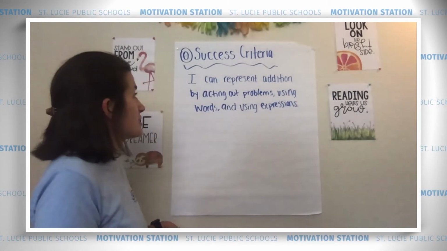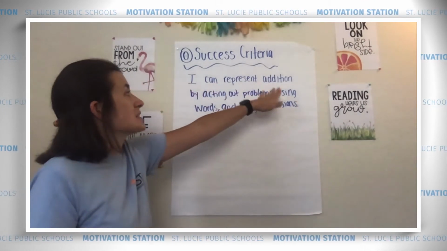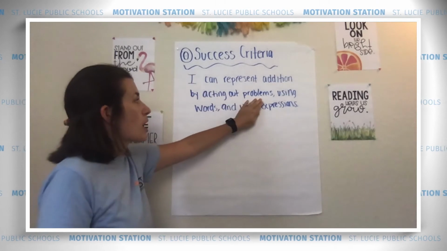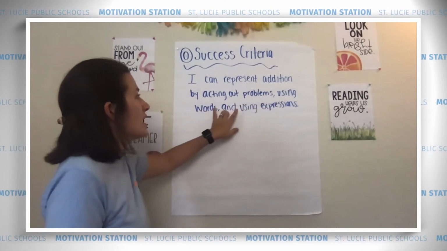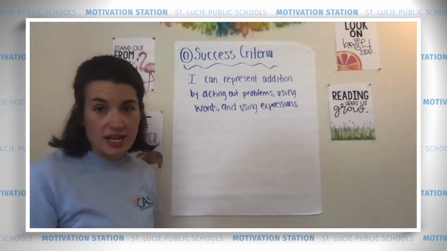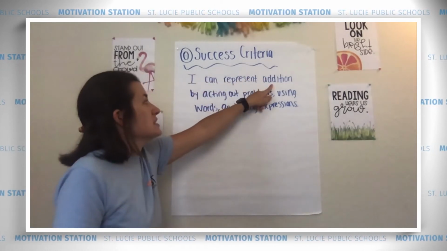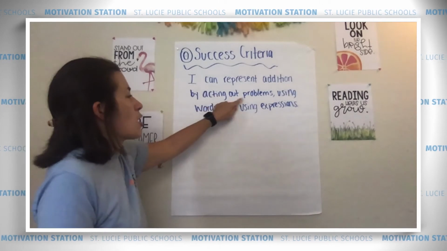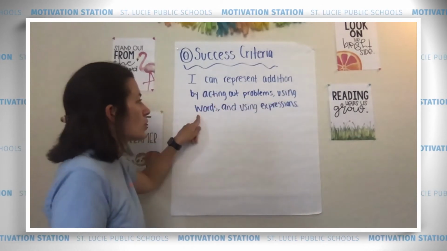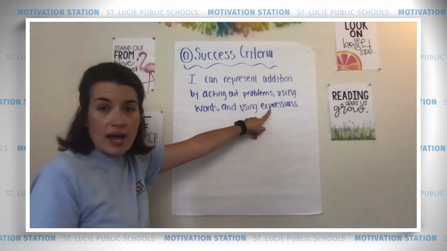Okay, now let's go over our success criteria for today's lesson. Our success criteria today is I can represent addition by acting out problems, using words, and using expressions. Let's say it together. I can represent addition by acting out problems, using words, and using expressions.